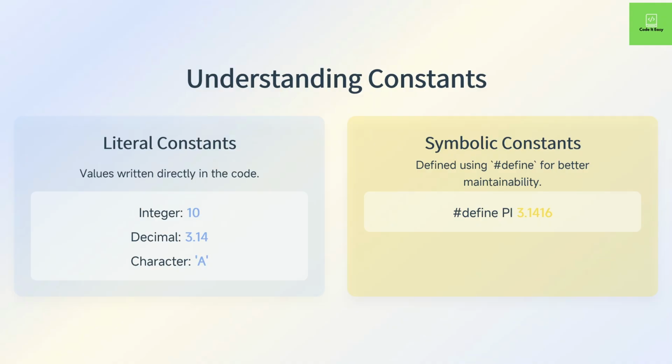Symbolic constants are defined using #define for better maintainability. Whenever the compiler sees PI, it replaces it with 3.1416 automatically. This makes your code cleaner and easy to update later.